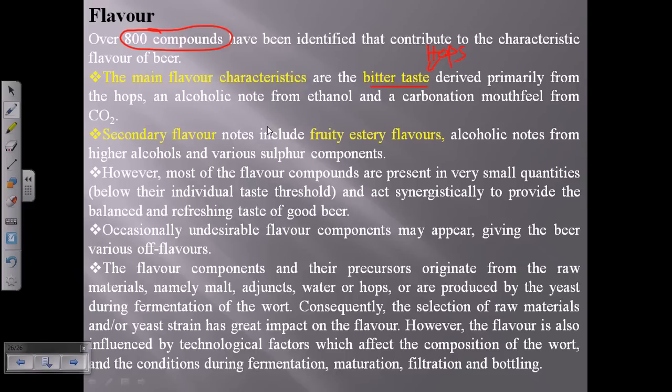Occasionally, undesirable flavor components may appear, giving the beer off-flavors, but we need to get rid of all these things to produce the beer. So we need to take care of all those problems associated with the flavors, with the foaming, and with the colloidal stability. If we can make everything clear, then our beer will be clear and it will be produced properly. Okay, so that's it, and I hope that's helpful.